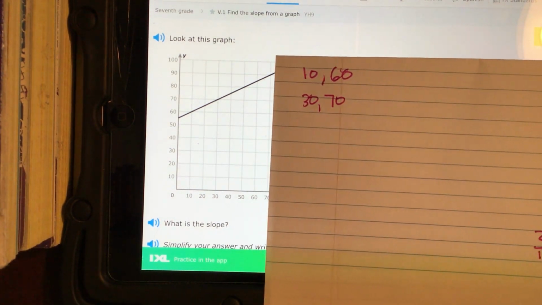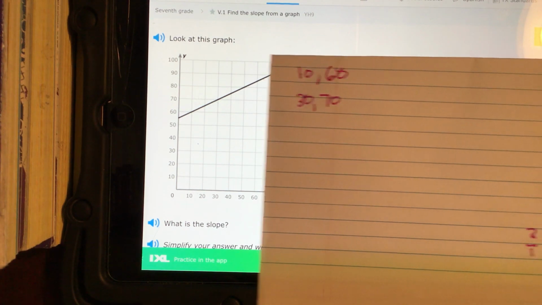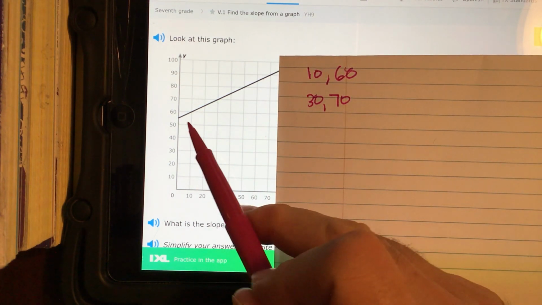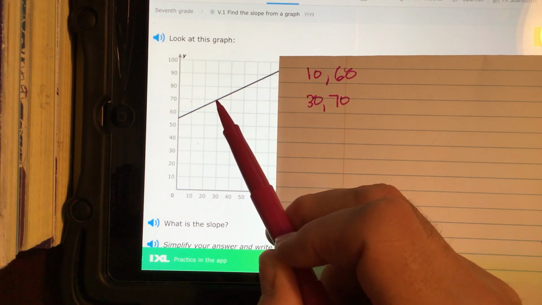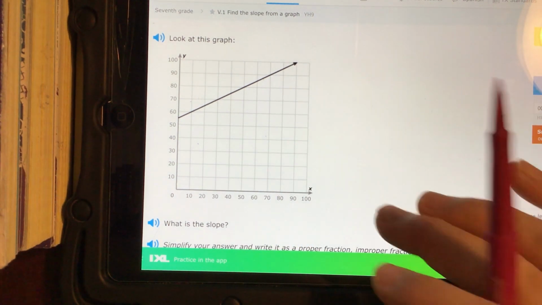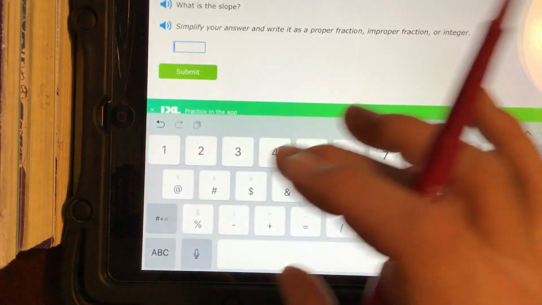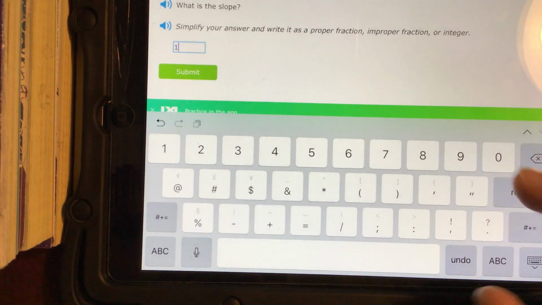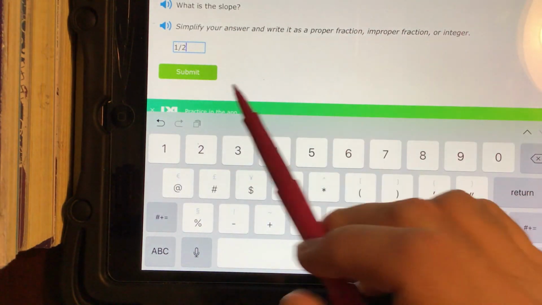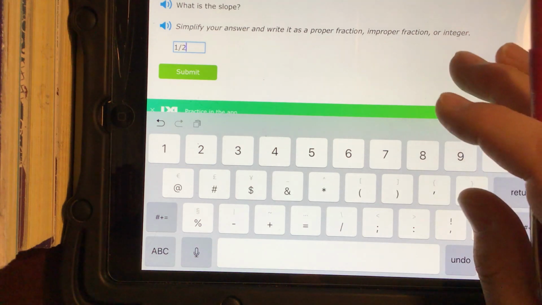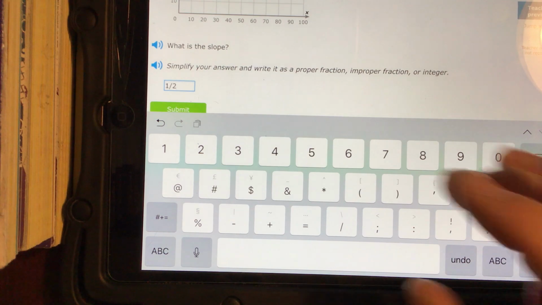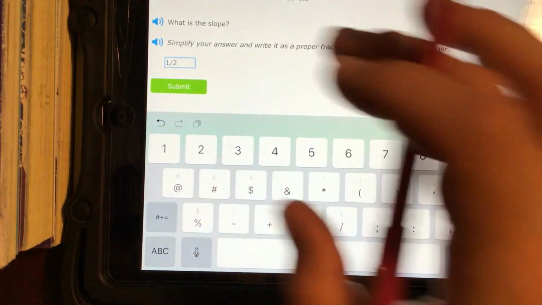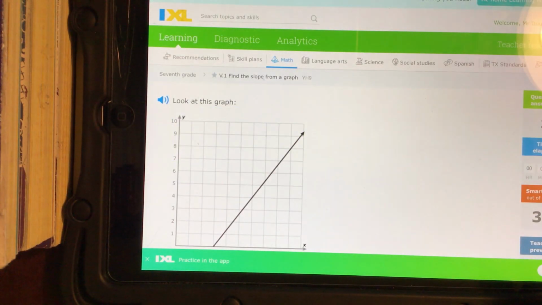Almost done, guys. I'll do like one more after this. All right, I just wanted to make the points so you could see what they are. So from 60 to 70, it's going up 1. It's going over 2. This is the same exact slope as the last one. It's 1 divided by 2. Let me double check they're not asking the question weird. Simplify your answer and write it as a proper fraction. Okay, so that's that. Guys, I'll do one more.